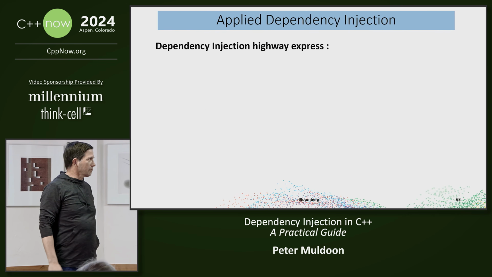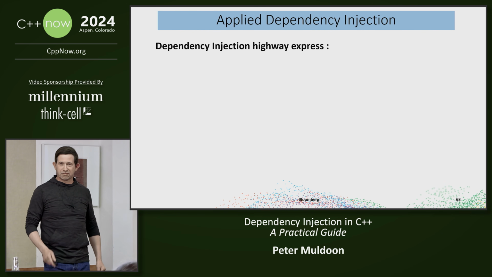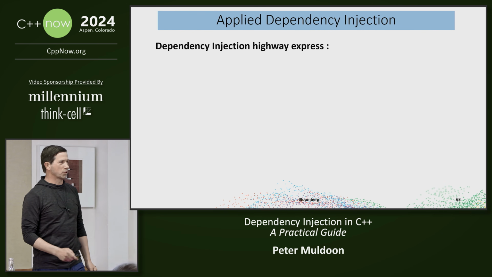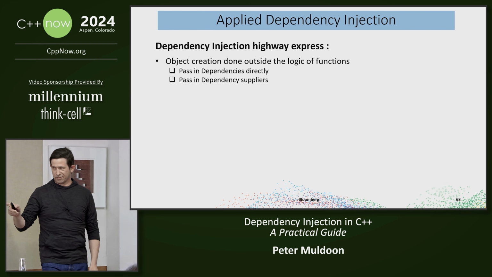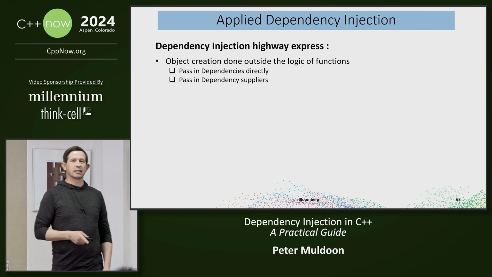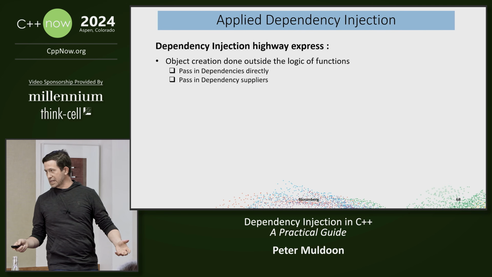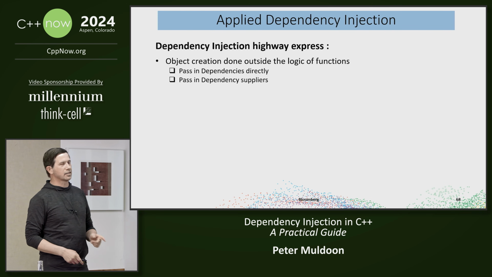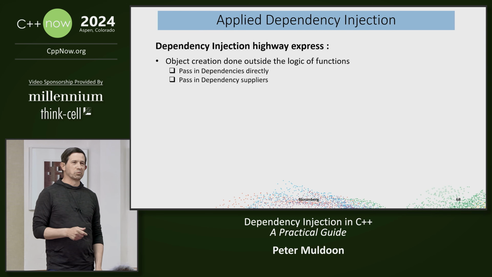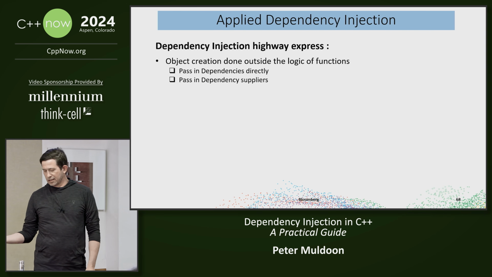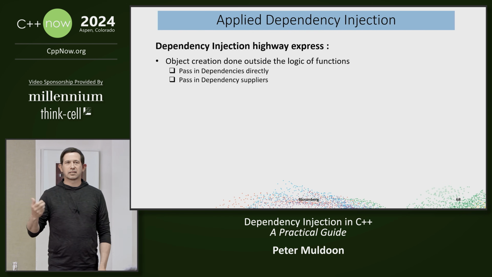All right. Okay. So if that's the roadblock, how do you get onto the highway express for dependency injection? How do you get on that freeway, the autobahn, and let it roll, right? So object creation should be done outside the logic of the functions, right? And that is done by either passing dependencies in directly, which is the one that we do a lot, or by having a dependency supplier, right? Where I say, hey, when I go to do something, I'm just going to say, give me the dependency and I'll use it. So it's not passed in, the dependency supplier gets passed in.